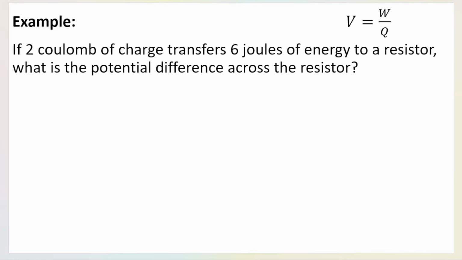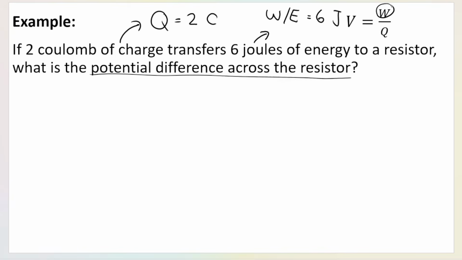So this is a very basic example of how you can get asked to use this formula. They say 2 coulombs of charge. So Q is equal to 2 coulombs. Remember, it must be in coulombs, not nanocoulombs or microcoulombs, but in coulombs. Transfers 6 joules of energy. Remember, energy and work is the same thing. So work or energy, doesn't matter, is equal to 6 joules. What is the potential difference across the resistor?